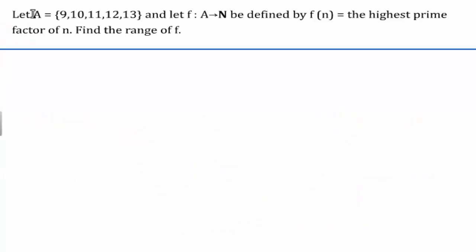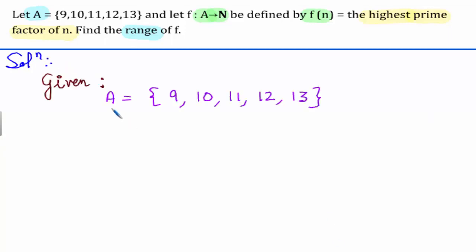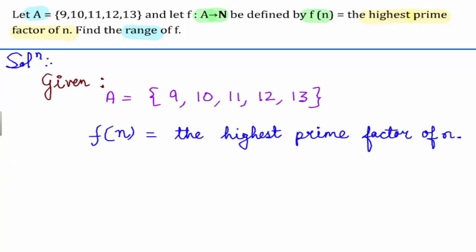In this question, a set A is given to us and f is defined from set A to the set of natural numbers n by f of n is equal to the highest prime factor of n. You need to find the range of f. Let's begin the solution of this question. Here we have the set A which is given to us, and f is defined from the set A to the set of natural numbers n such that f of n is equal to the highest prime factor of n.